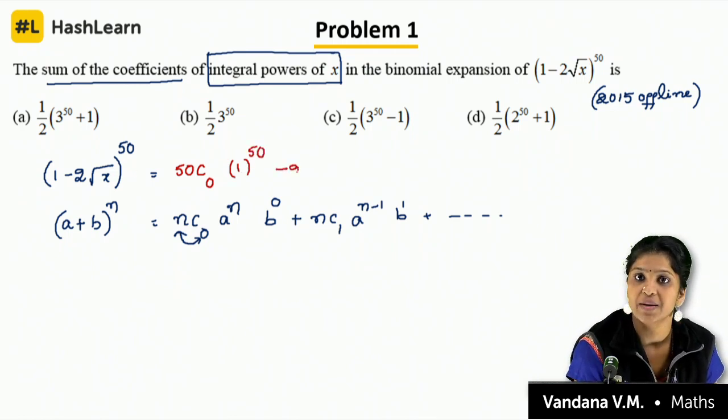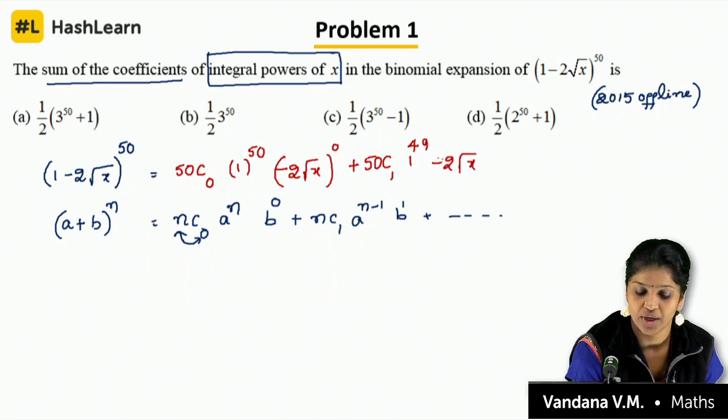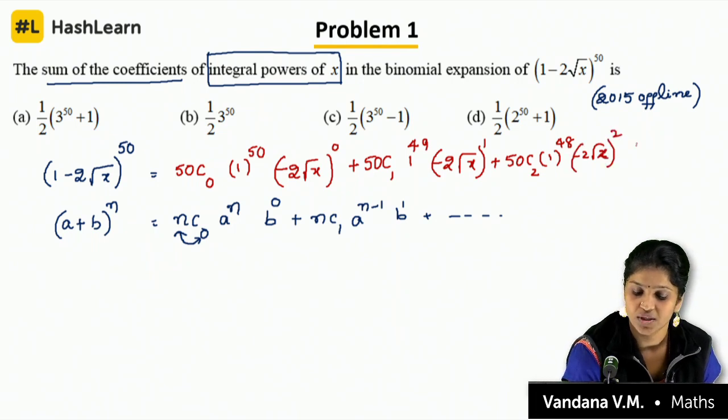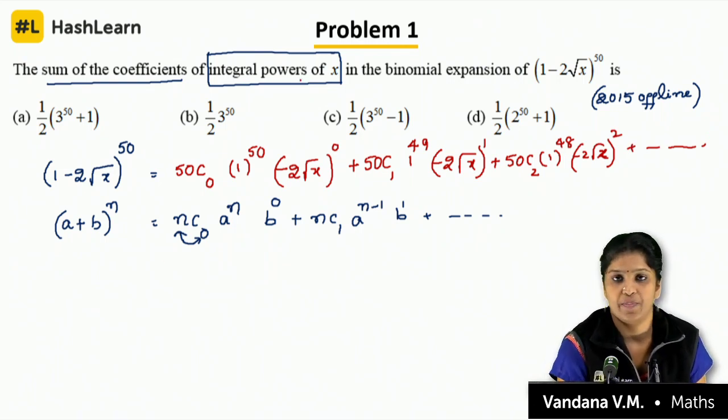The next term is minus 2 root x whole power 0 plus 50C1, 1 power 50 minus 1 is 49, minus 2 root x whole power 1. Next term is 50C2, 1 power 48, minus 2 root x whole square, and so on. Now, what is the integral power? Integers is called integral powers.